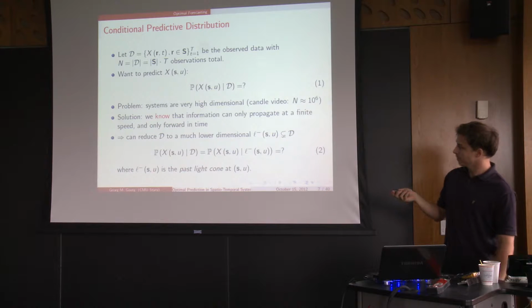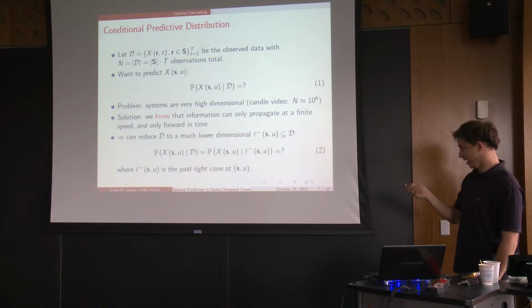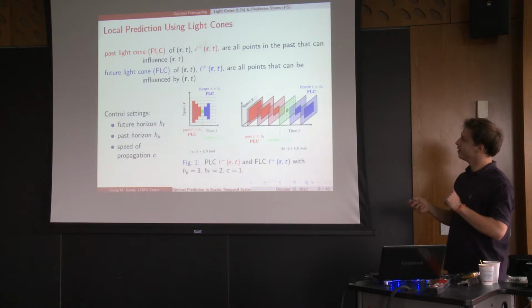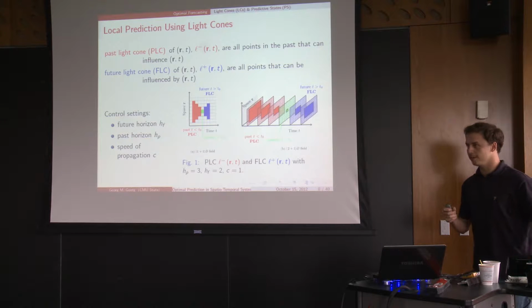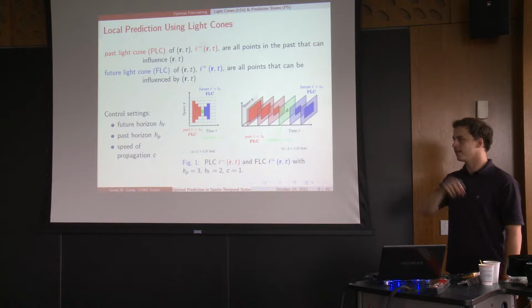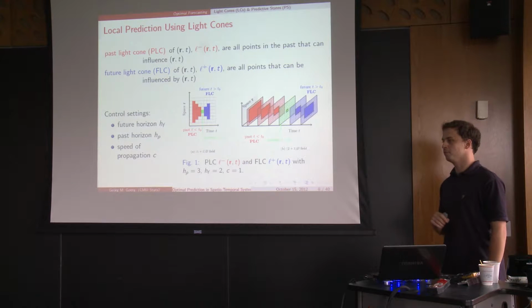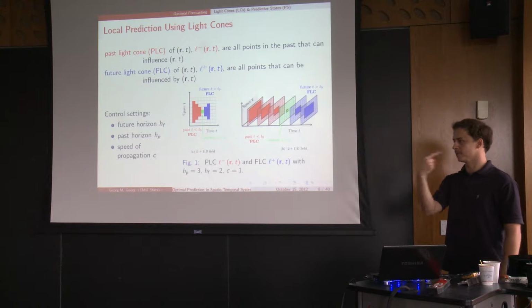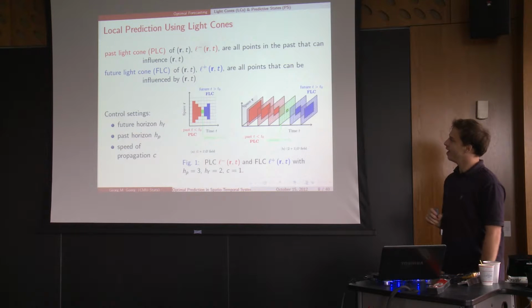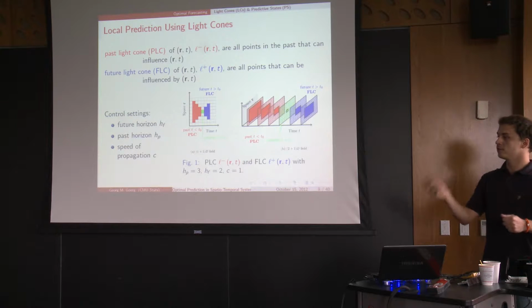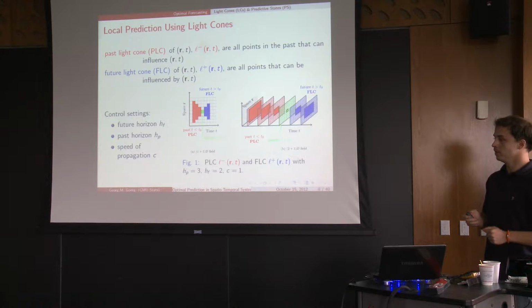And L minus is the past light cone of (r, t). And now what is the past light cone? The past light cone of the point (r, t) are all the points in the past that can have an influence on (r, t). And I denote it with L minus for light cone and past points. The future light cone of the point (r, t) are all the points that could be influenced by my current point.